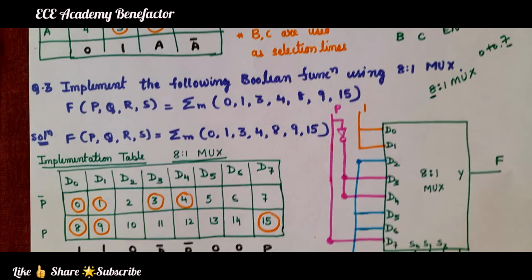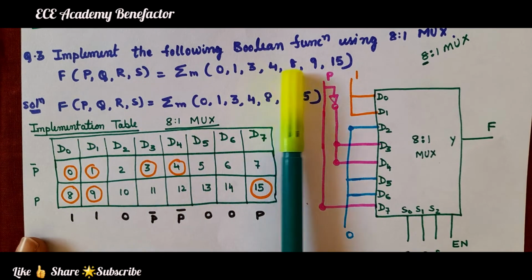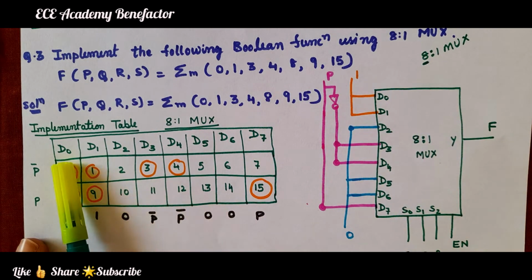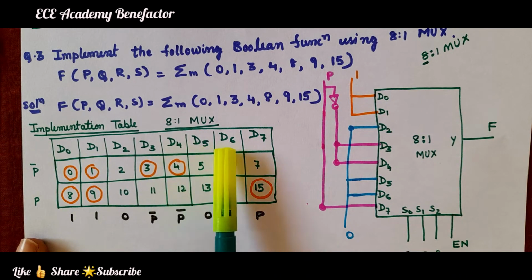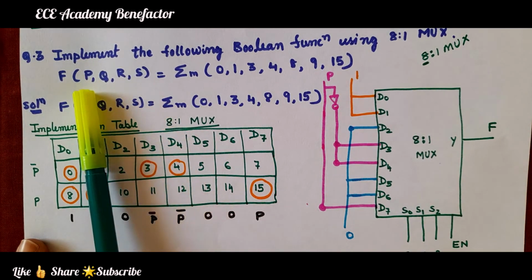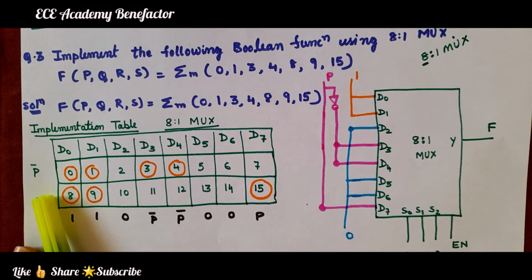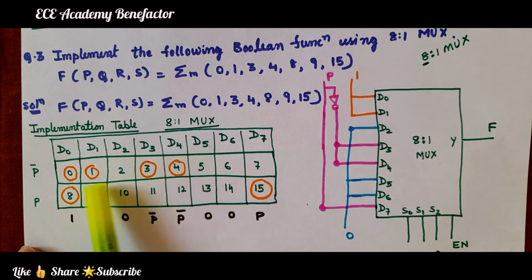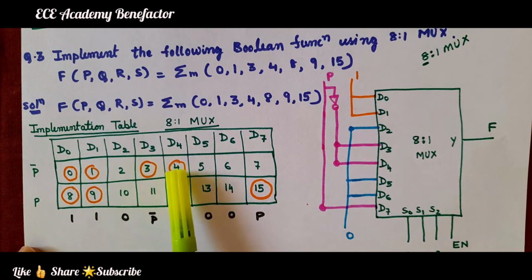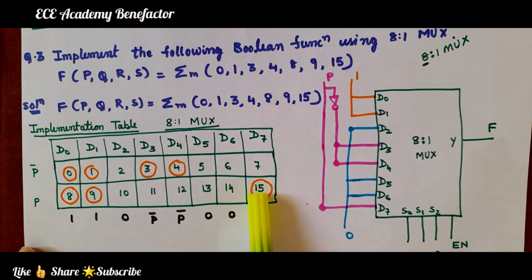So what is the implementation table method? We have to use an 8:1 mux. So we have written the inputs D0, D1, D2, D3, D4, D5, D6, D7, and in these 4 variables, the first variable is taken as the input line for this implementation table. It's written as P bar, P. Then we write all the numbers from 0 to 15: 0, 1, 2, 3, 4, 5, 6, 7, 8, 9, 10, 11, 12, 13, 14, 15. So this is the outer structure of the implementation table.